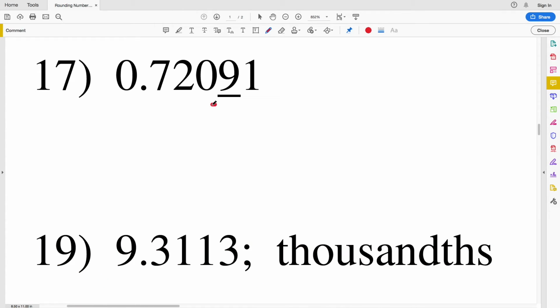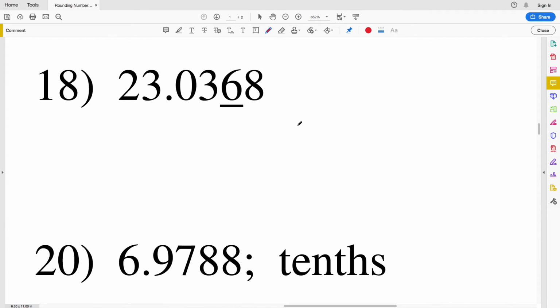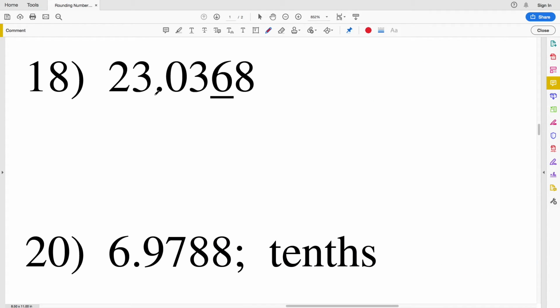In number 17, we're rounding to the 10,000th spot. And it's a 9 with a 1 directly to the right, so we're rounding down, keeping that 9. So this will be 7,209 10,000ths, 0.7209. And 18, we have 23 and 368 10,000ths.